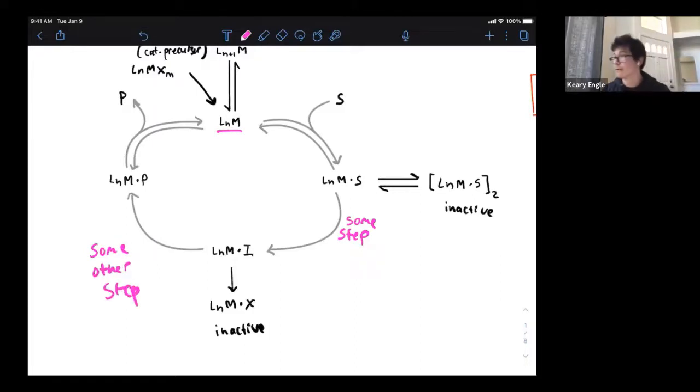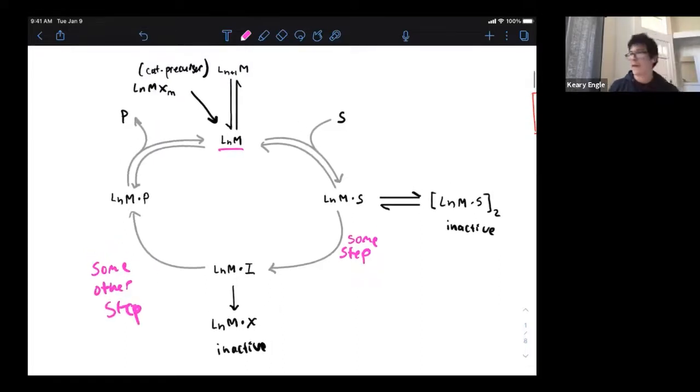Sorry, these are not helpful annotations, I realize. And then dissociation of the product to close the catalytic cycle.